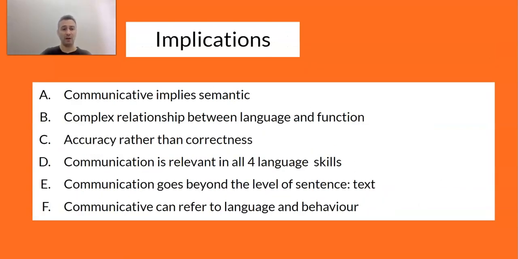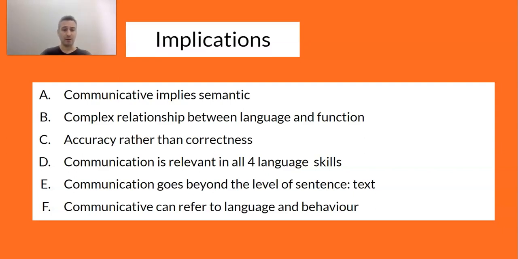The implications are: A. Communicative implies semantic. So we are not using just structures, but trying to convey meaning. B. Complex relationship between language and function. So when we want to apologize, for example, we have different ways of using different structures. So not only one form, but different ones. C. Accuracy rather than correctness. So now the social part is more important, where we can communicate better with some people.